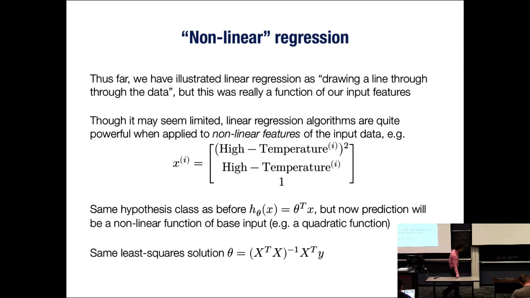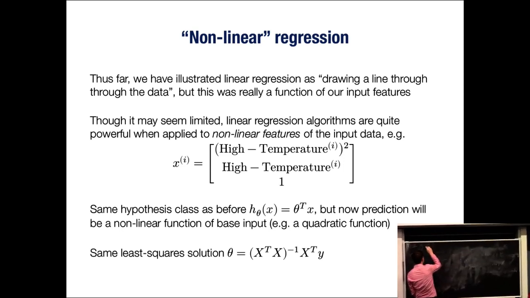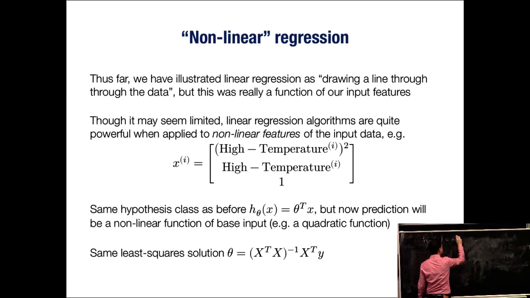We still have our linear hypothesis function, right? We still have the fact that h theta of x is equal to theta transpose x, which again is equal to the sum over j equals 1 to n of theta j times x j. So we still have the exact same form. The difference now is that the elements of x here are themselves squared terms.